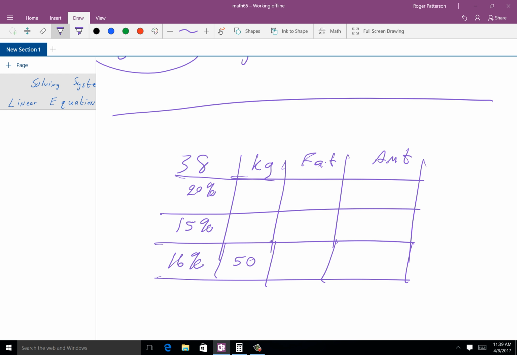Oh, I lost my train. Here we go. How many kilograms of each kind of chocolate must be used? That's the question. It says begin by filling in the missing entries in the table, and then we'll go from there. So we don't know how much 20% we're going to get. We don't know how many 15% we're going to get, so we put X and Y there. And it says that the number of kilograms times the percent. So this is going to be 0.2. This is going to be 0.15. This is going to be 0.16.